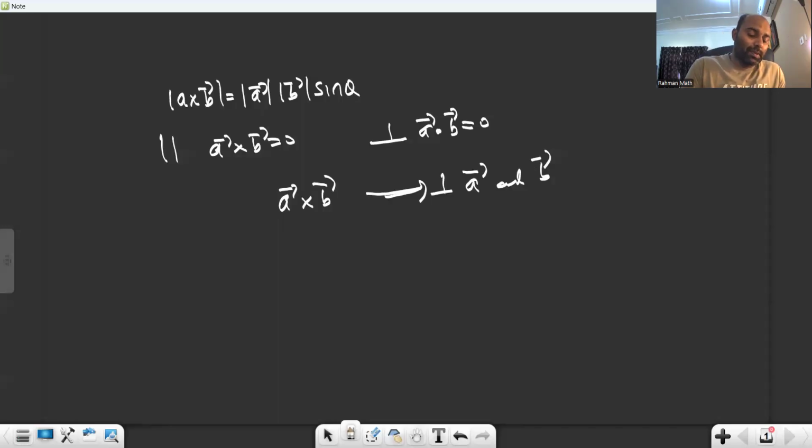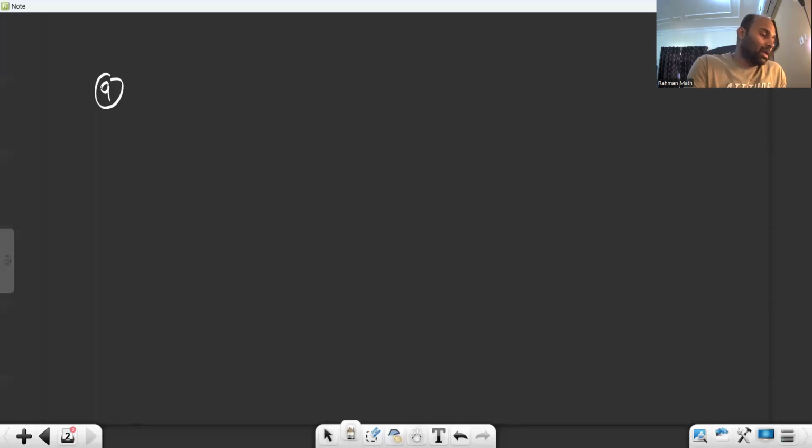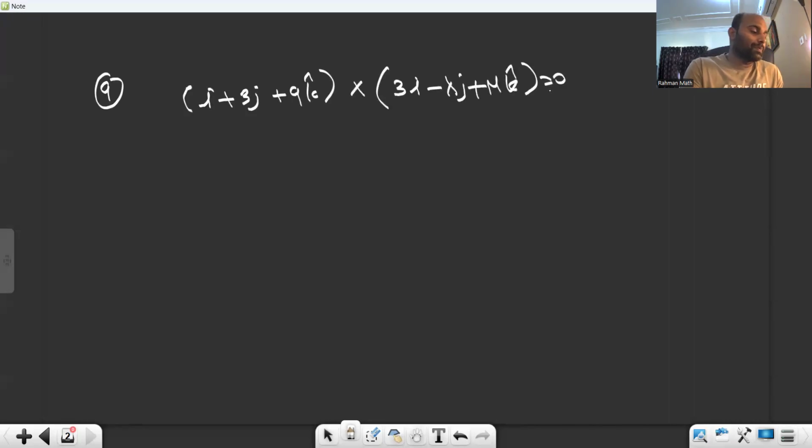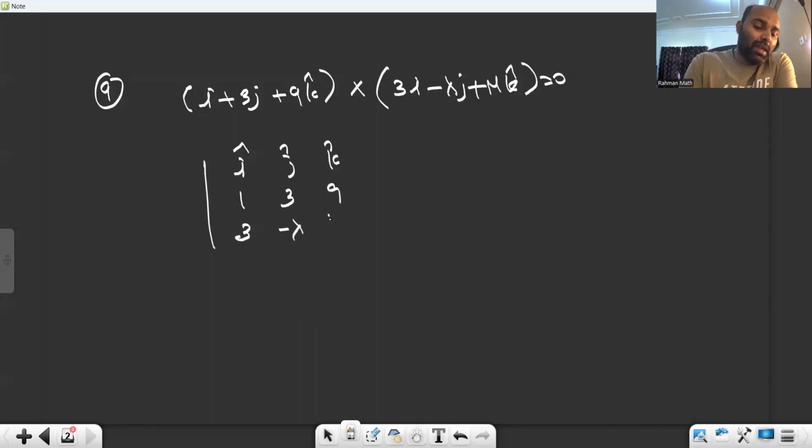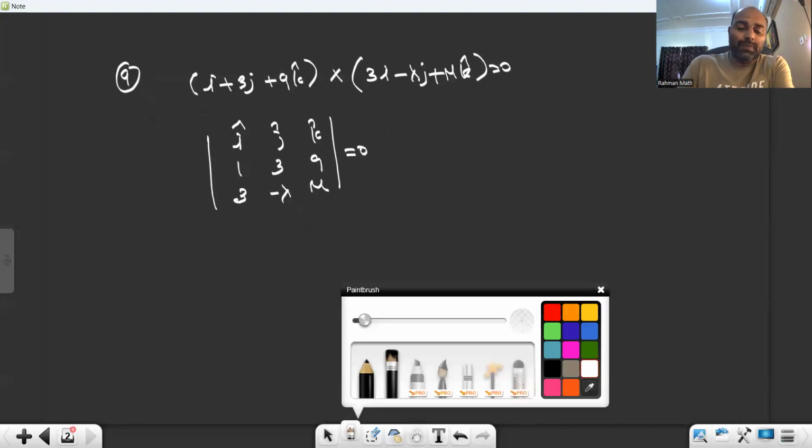Given that (i plus 3j plus 9k) cross (3i minus lambda j plus mu k) equals 0. We want to find the value of this. Normally for a cross product, we write i, j, k. Then the first coefficients 1, 3, 9, and the second coefficients 3, minus lambda, mu, equal to 0. So please proceed.